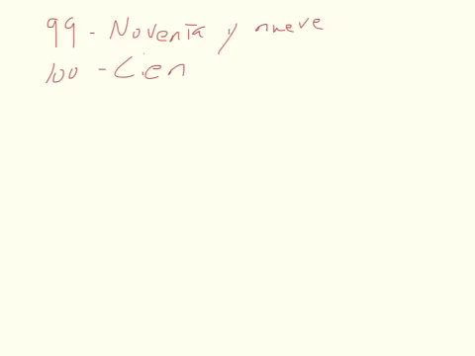A little bit after that, 100 and beyond are a little bit trickier. 99 is "noventa y nueve," 90 and 9. 100 is "cien." So the number 100 is "cien." But then if you have 101, it becomes "ciento." So if you just say 100, you say "cien." If you say 101, you'd say "ciento uno," "ciento dos," "ciento tres," and continuing on. So just 100 is "cien."